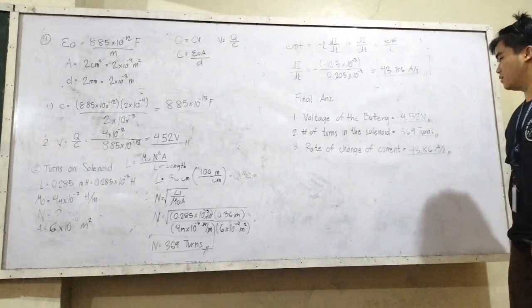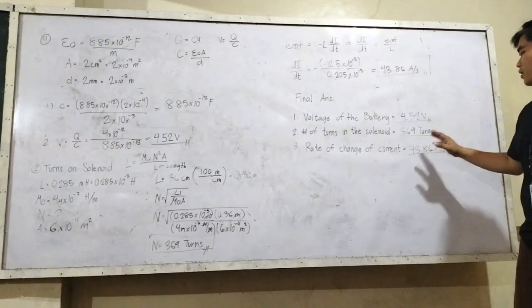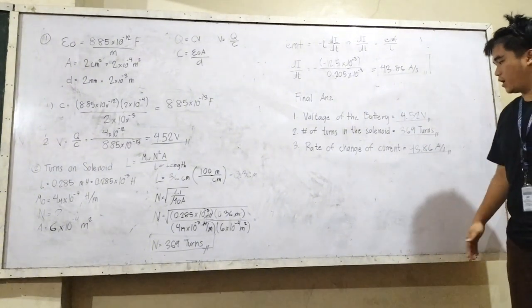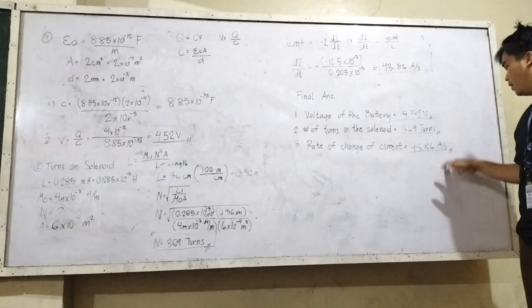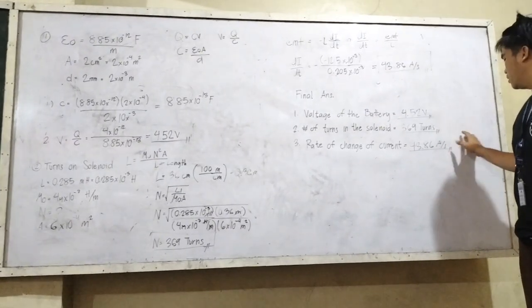Number of turns in the solenoid, 369 turns, and the rate of change of current is equal to 43.56 amperes per second.